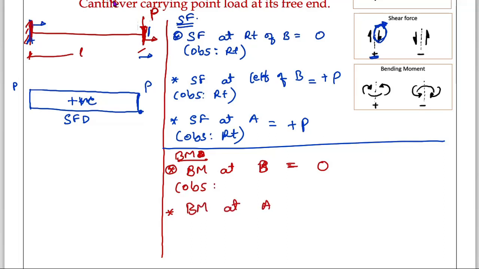Then bending moment at A point. At A point means this one. Then where do you want to make observations? This is also the right side. Observations will be made on the right side. What are you seeing on the right side?